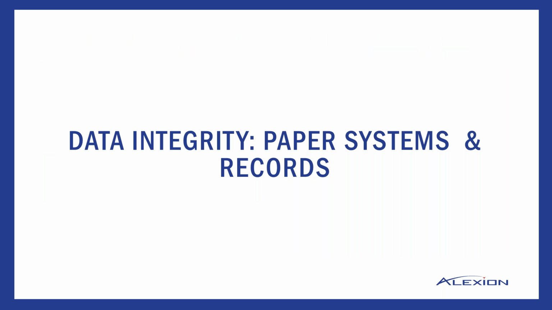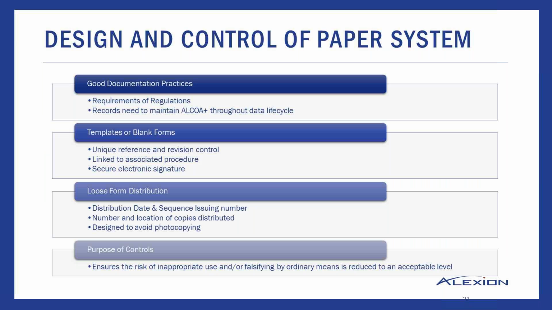Looking at a paper system and records, so it's not all electronic. And really the design and control of the paper system should follow good documentation practices, and this is a requirement in all regulations. And the record really needs to maintain the ALCOA Plus aspects throughout its life cycle. With templates or blank forms, there should be a unique reference and revision control. It should be linked to an associated procedure and have a secure electronic signature where warranted.